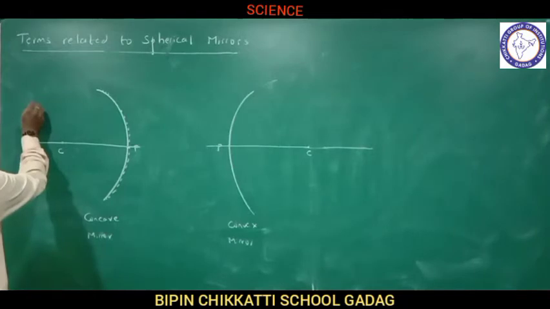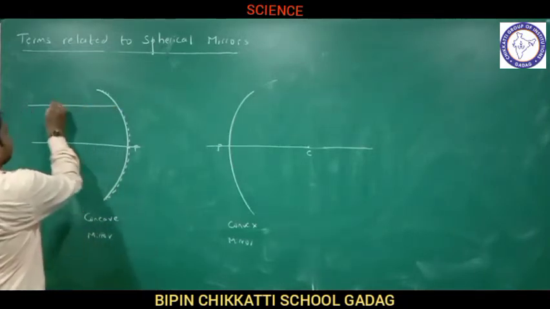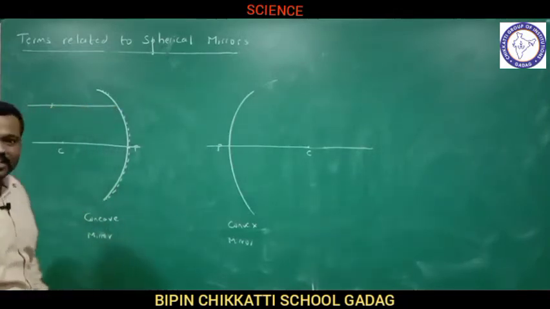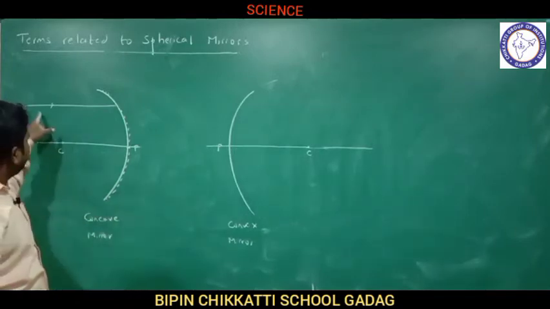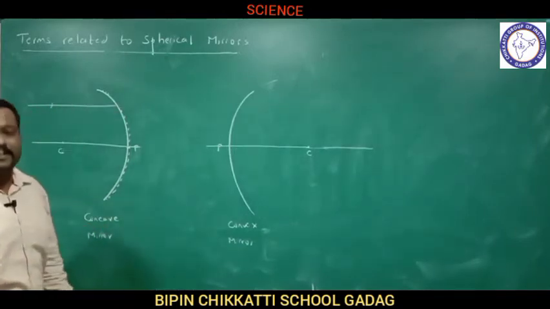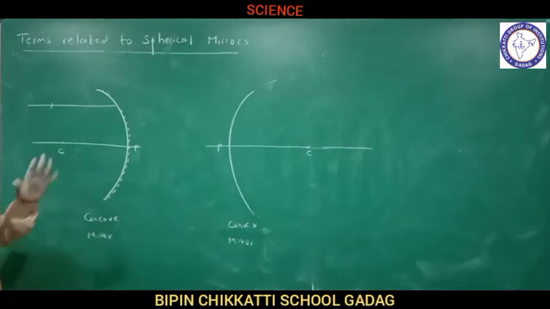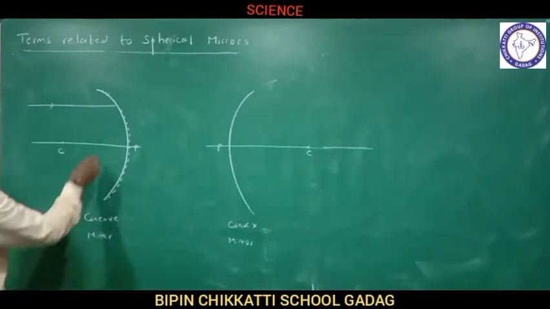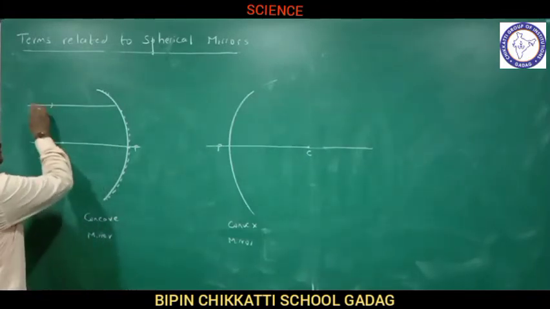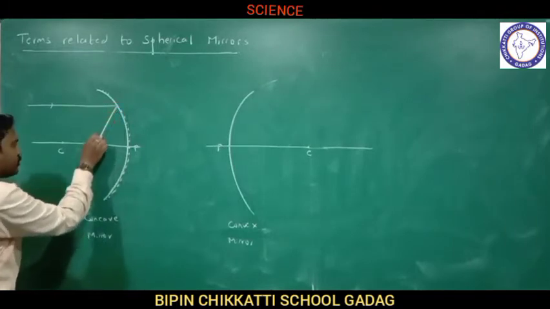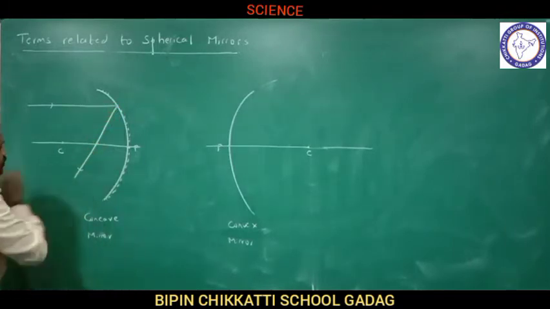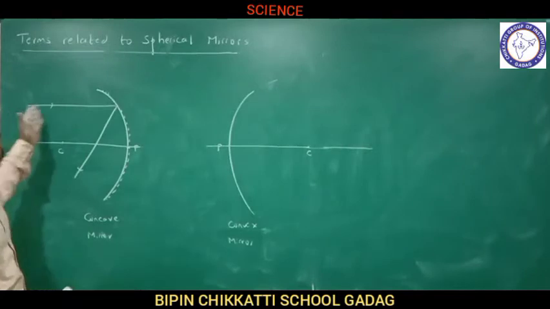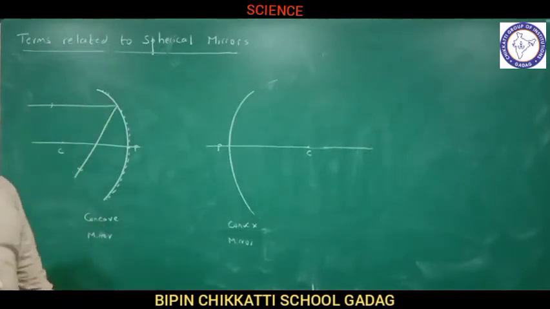Let me consider this. There is a light ray which falls here. This is the incident ray. It falls on the mirror, and after hitting the mirror it follows this path.